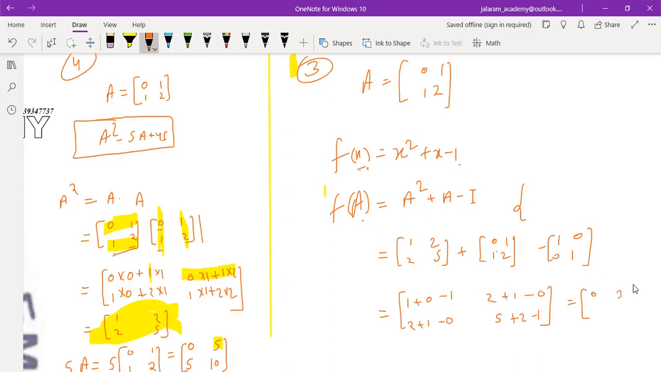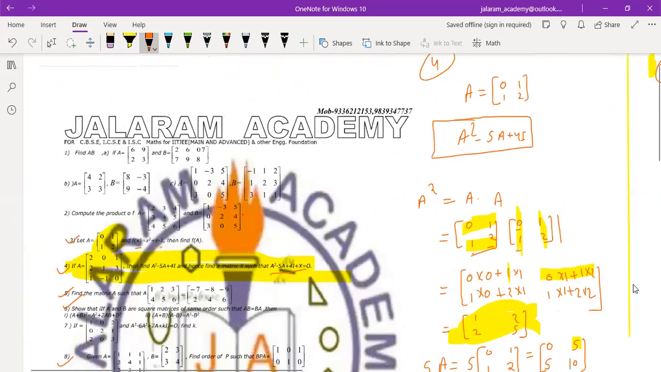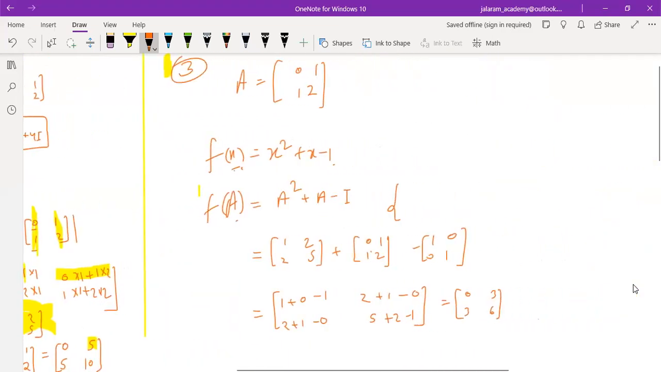Zero, 3, 3, 6. So this is the answer for question number 3. f(A) equals to a matrix 0, 3, 3, 6.